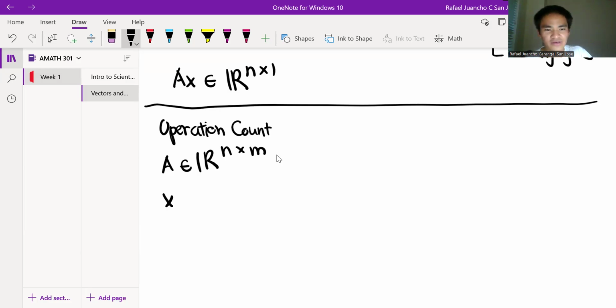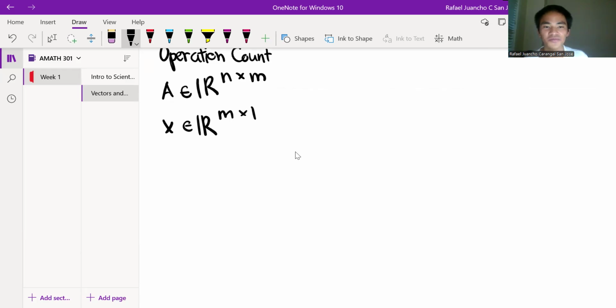Okay, we have x, which is m by 1. So we have m minion rows, 1 column. So it's a vector. This is a vector, right?